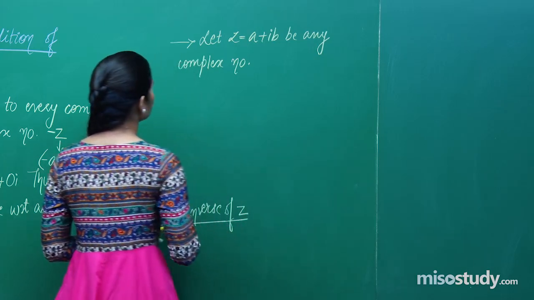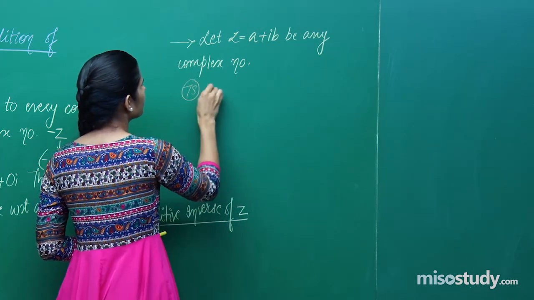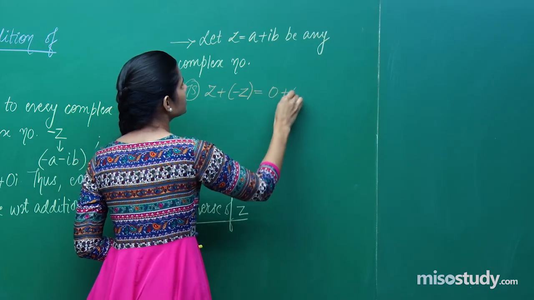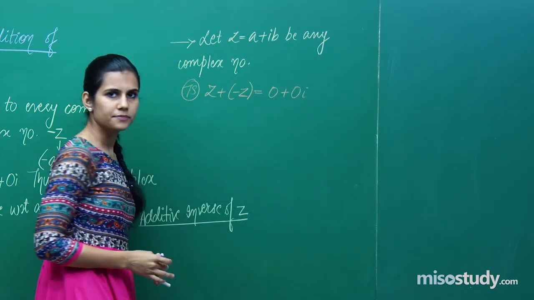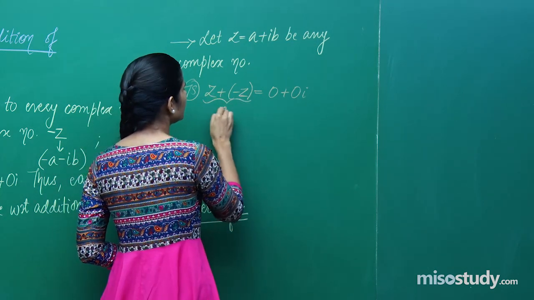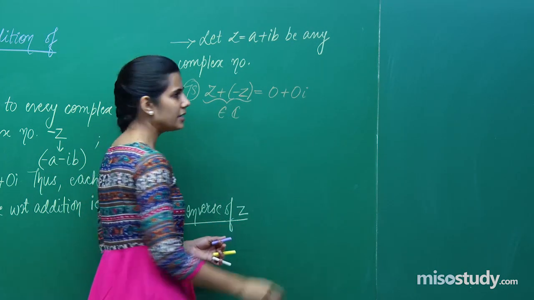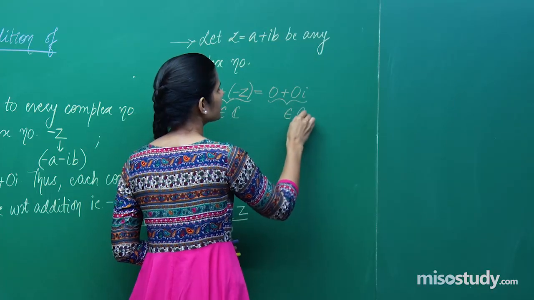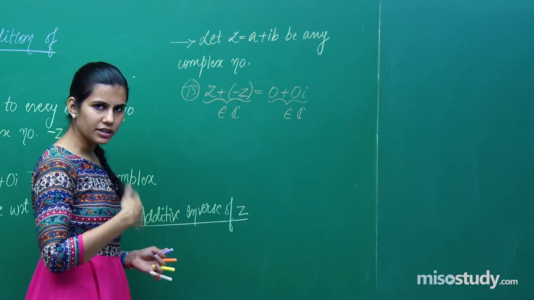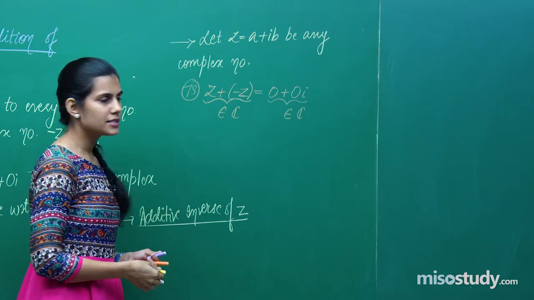I have to show z plus minus z is 0 plus 0 iota. Now z is one complex number, minus z is a complex number, so clearly z plus minus z is a complex number and 0 plus 0 iota is already a complex number. I have to show 2 complex numbers are equal, that means I have to show their real parts are same and imaginary parts are same.